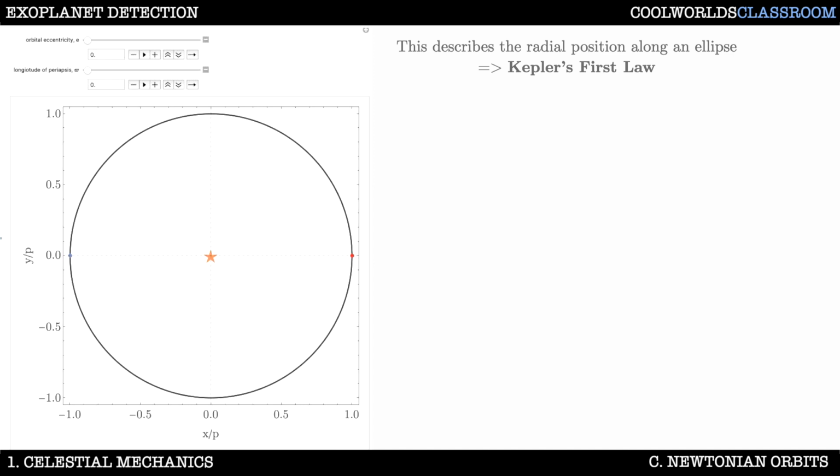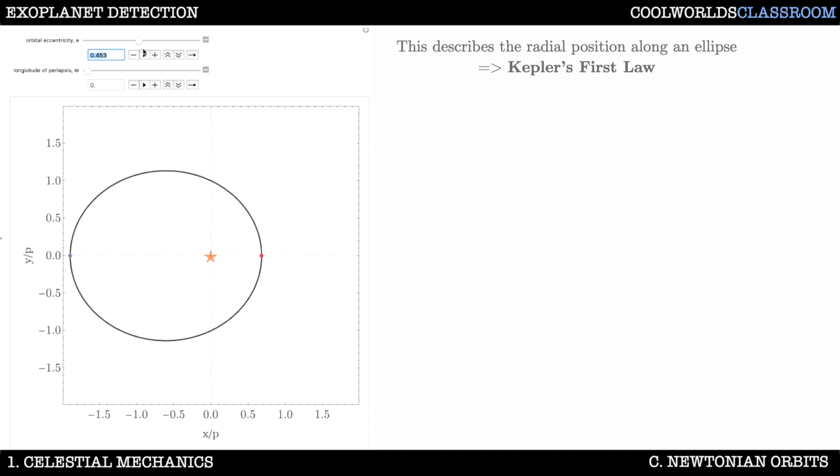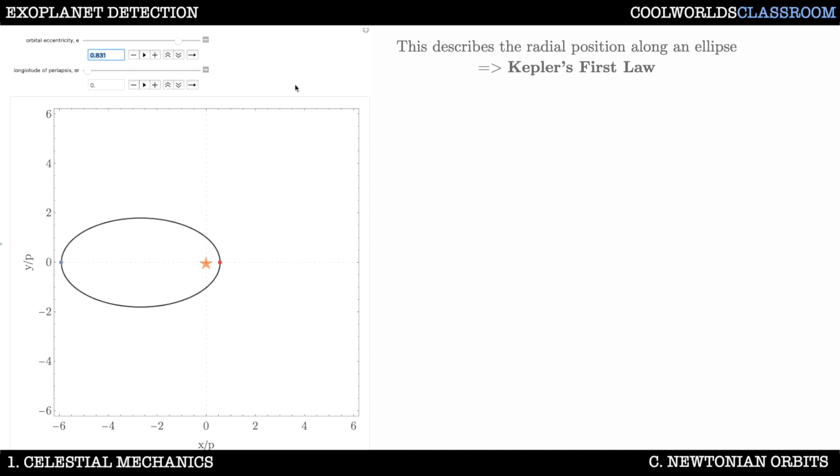We can see that when e is 0, we just have a circle. In other words, the planet is orbiting the star according to the heliocentric Copernican model. But now let's increase the e term a little, and we see that the planet's orbit becomes increasingly elliptical. In other words, non-Copernican. If we change curly pi, we just end up twisting the ellipse round.